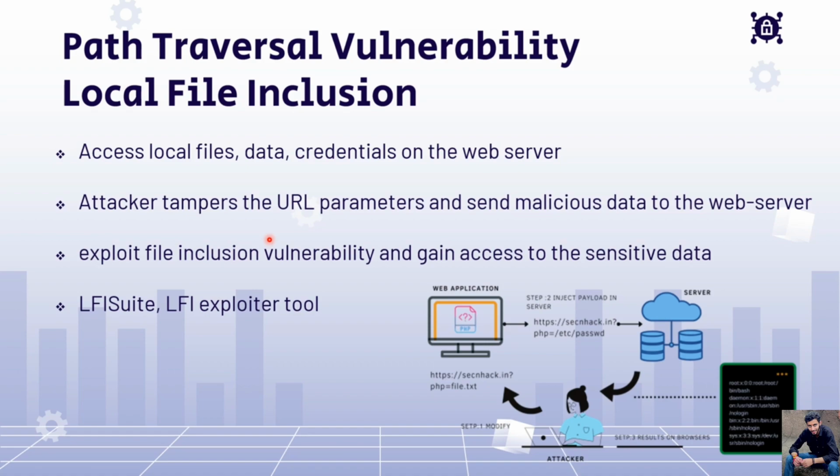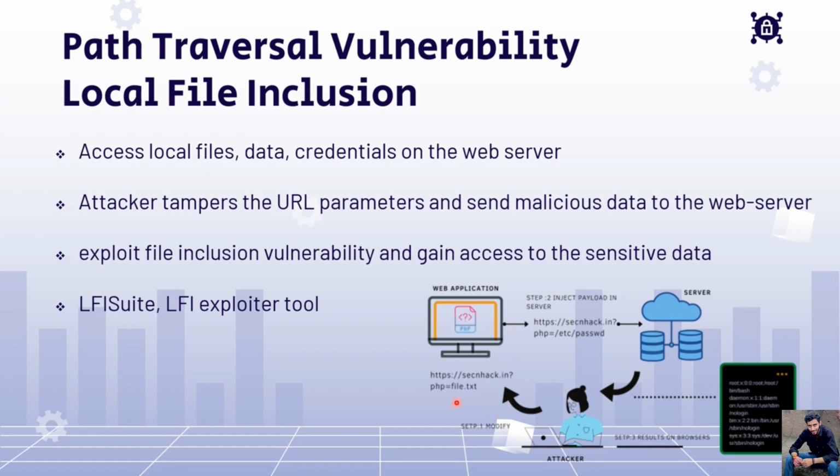An attacker tampers with the URL parameter and sends malicious data to the web server, and then exploits the local file inclusion vulnerability and gains access to the sensitive data. Let's look at the diagram here.